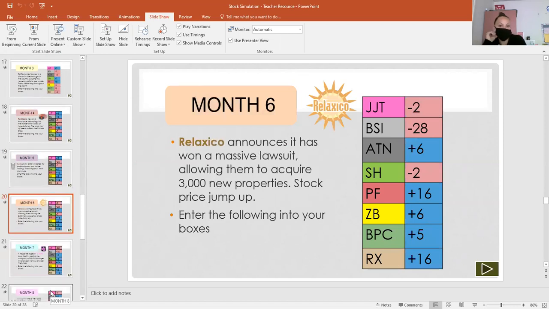Month 6, Relaxico announces it has won a massive lawsuit allowing them to acquire 3,000 new properties. Stock prices jump up. And you can see BSI, the Boring Suit Inc., they're still paying for that embezzlement. So -2, -28, +6, -2, +16, +6, +5, +16.